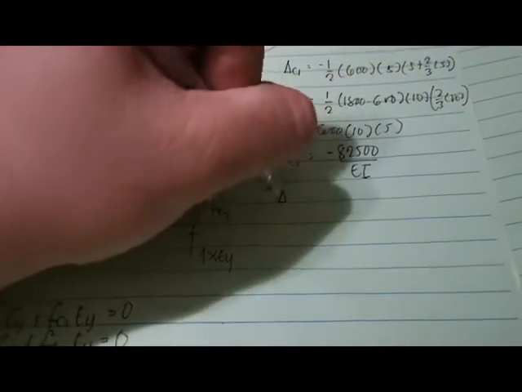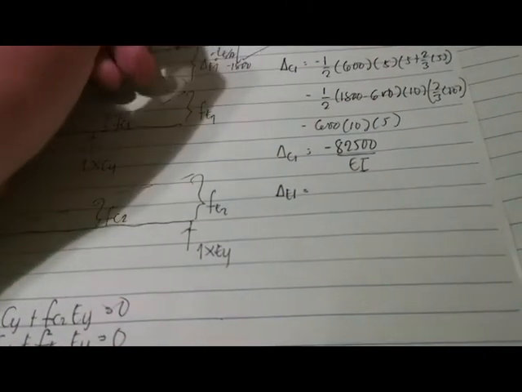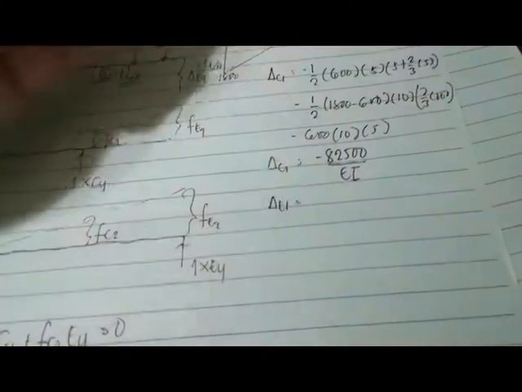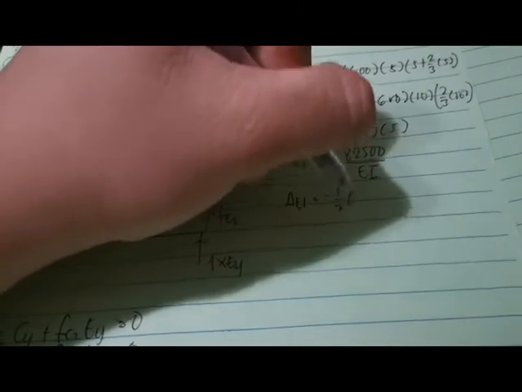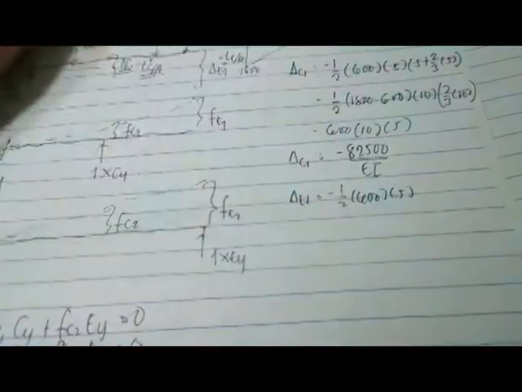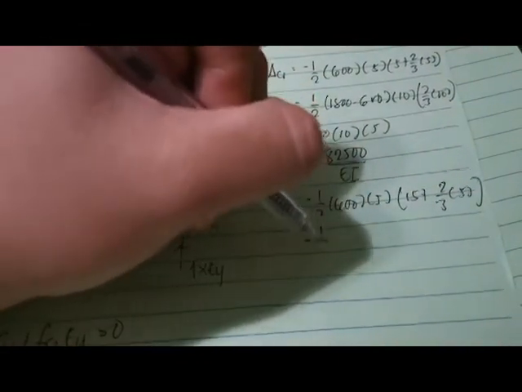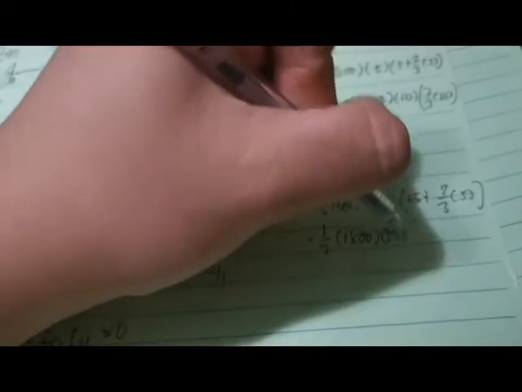Okay, next, to determine your delta E1 now, it's equal to the first moment of area from A to E, and the centroid will be with respect to E. So negative 1/2 times 600 times 5 times 15 plus 2/3 of 5, minus 1/2 times 1800 times 15 times 5 plus 2/3 of 15.